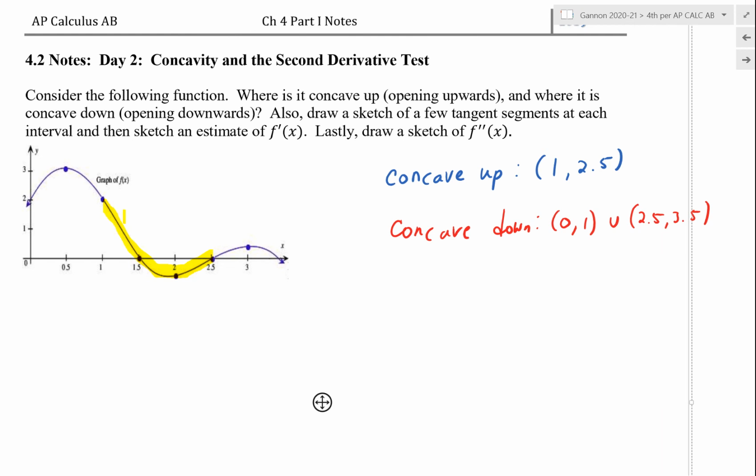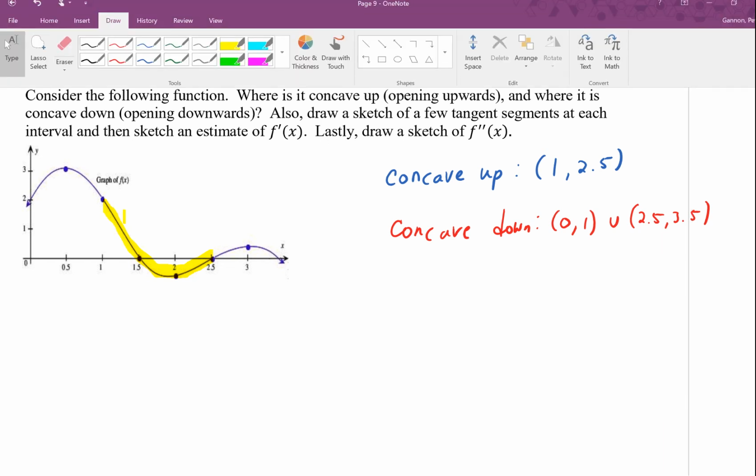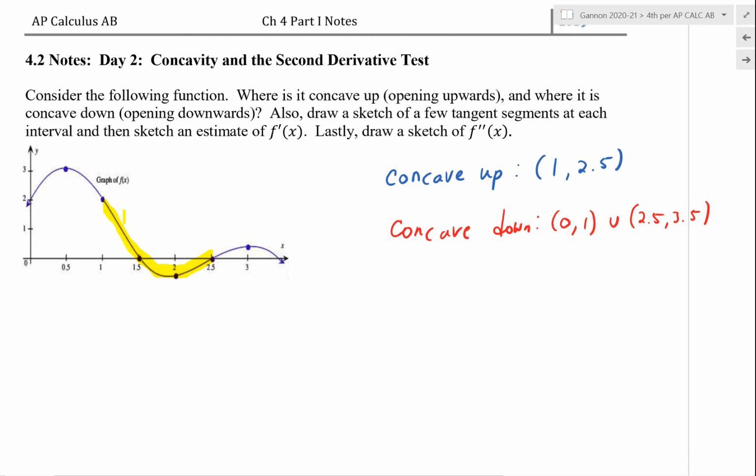The next part of this was asking us to go ahead and sketch some tangent lines to graph the derivative. Now, some points that are easy to identify are when you have those horizontal tangents. So we're going to have a horizontal tangent line right here. And what that tells us is the derivative is 0 at that point. So we can go ahead and come down here and plot a point with the derivative being 0.